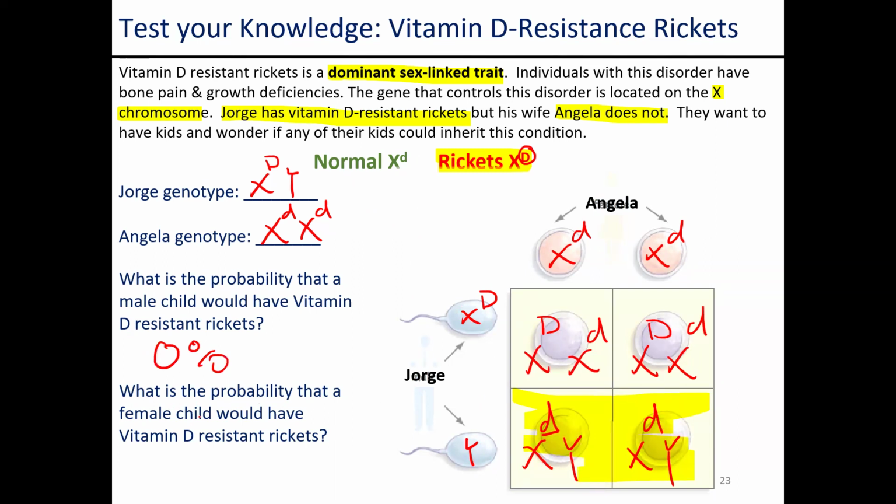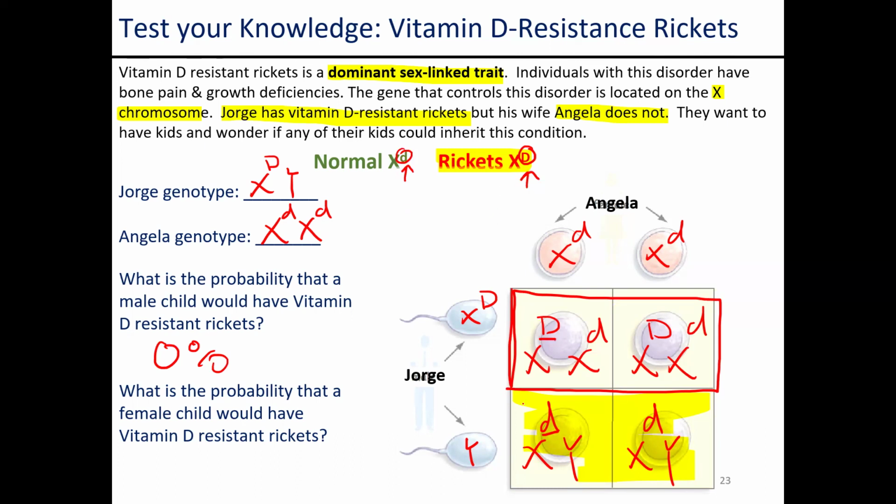What is the probability that a female child would have vitamin D resistant rickets? So in this case, we're going to look for our females, which are going to be up here. And remember, because rickets is a dominant trait, if there's just one big D, they are going to have rickets. The only way for them to be normal is homozygous recessive. So in this case, we are not going to have any heterozygous options for having normal.